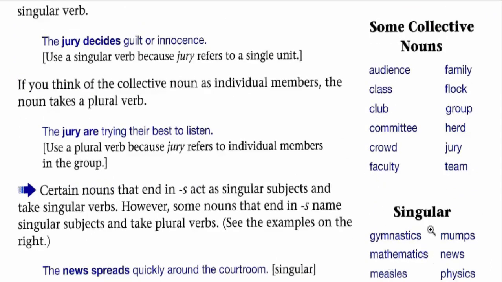Sometimes the collective nouns are considered singular, like these ones, even if they end with an S. And most of the students consider a word or a noun that ends with an S to be plural. But these collective nouns are always considered singular. Gymnastics, mathematics. For example, mathematics is a hard subject. You can't say mathematics are. It is. Measles, mumps, news, physics. All of these collective nouns are singular, regardless of the S that comes at the end of each one.